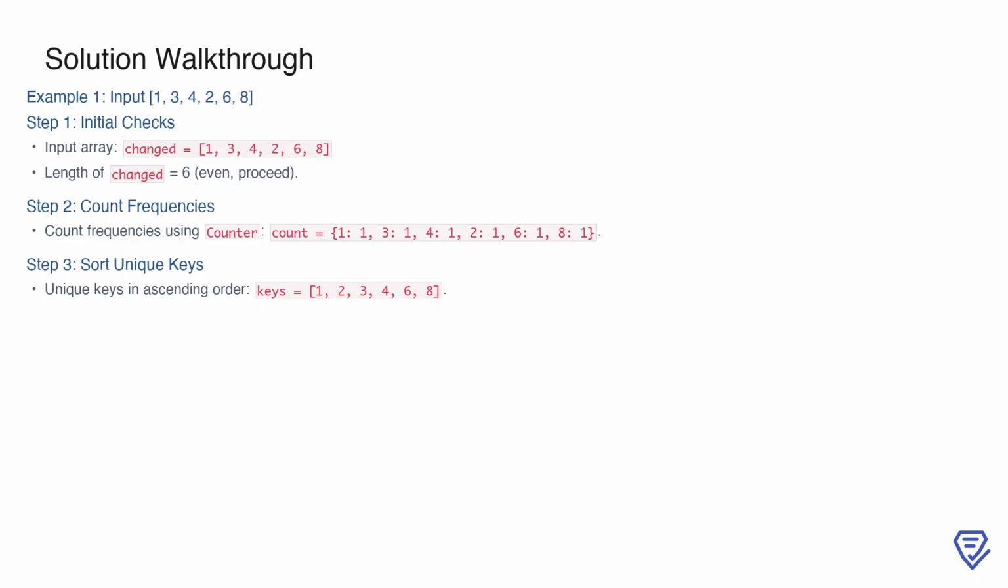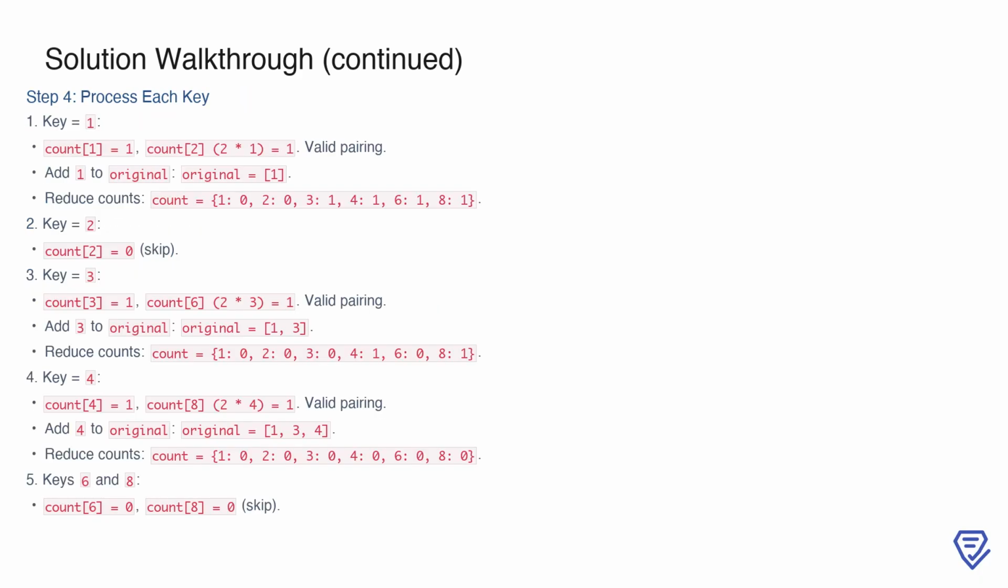Next, we count the frequencies of each number in the array using the Counter function. This gives us a frequency map: 1:1, 3:1, 4:1, 2:1, 6:1, 8:1. Each number appears exactly once. After that, we sort the unique keys in ascending order to process them systematically. The sorted keys are 1, 2, 3, 4, 6, 8. Now, we process each key in the sorted order to construct the original array.